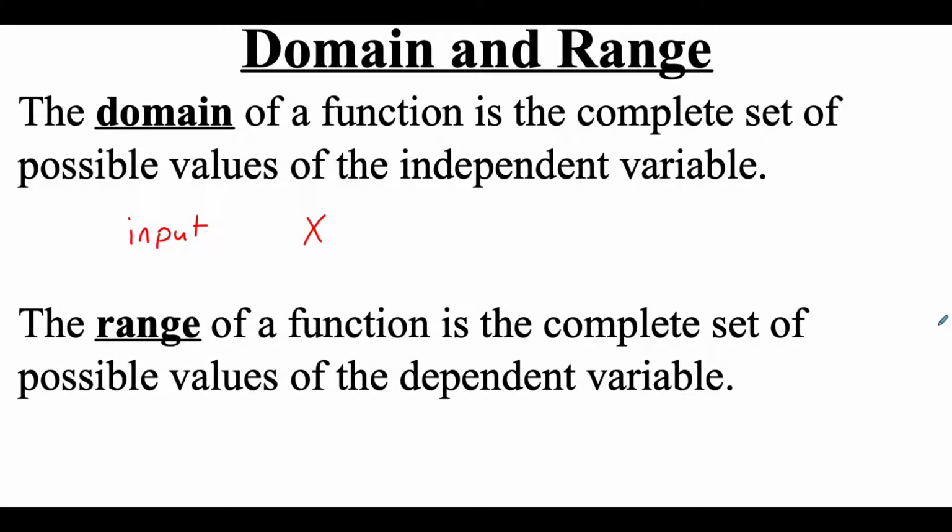When we're talking about the range of the function, this is the complete set of possible values for the dependent variable, and we would call these your output values. And again, if we're talking about an equation in terms of x and y, these would be your y values. So your domain deals with the x values, the numbers that you're plugging into your function, and your range deals with your y values or your output values. So those would be the answers that you get whenever you plug in a specific number.